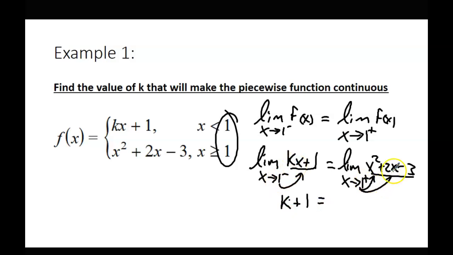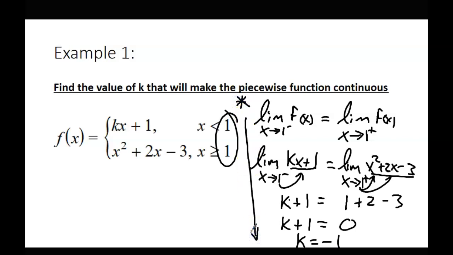Over here, if we plug in 1, we get 1 squared is 1, 2 times 1 is 2, and then 3 just stays the same. Combining all these together, we get 0. And Brody was right. K equals -1. That's the value of k that would allow those two halves to be converging at the same point. Okay? So here's the concept. The limit from the left and right have to be the same, but from there, the algebra will tell us what value of k works to make that happen.